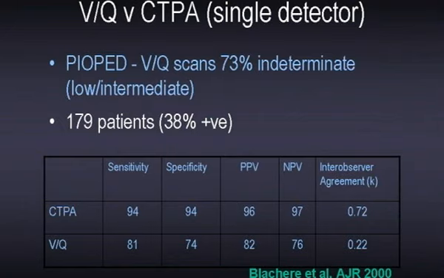Well, the first thing to note about ventilation perfusion imaging is that, as we know from the PIOPED studies, a large proportion of these studies are indeterminate. And when compared to CT pulmonary angiography, even in the single detector mode, we can see that in this representative study, there are significant advantages in sensitivity, specificity, positive and negative predictive value with CT pulmonary angiography, and also significant improvement of inter-observer agreement.